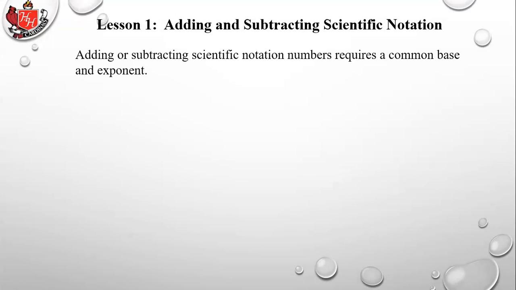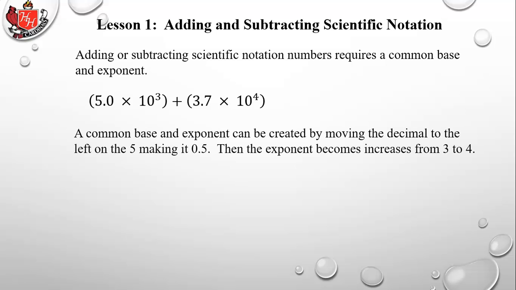Okay, very rarely do you add or subtract scientific notation, but you should know how to do it in case it comes up. So here we have two scientific notation numbers, and we're adding them. We're not multiplying them, we're adding them. So in order to add scientific notation, you must have a common base and exponent. In other words, the base is always 10, so you don't have to worry about that being common, at least in this class. Math class could be different. But the exponent also has to be the same.